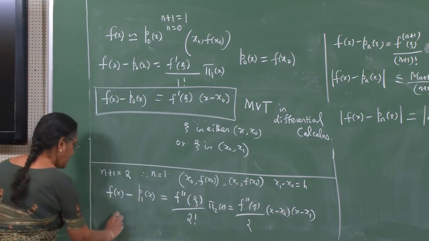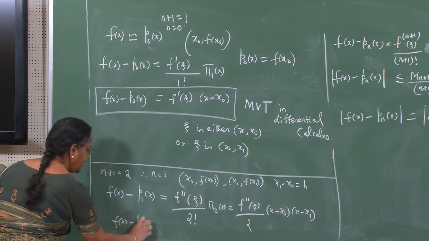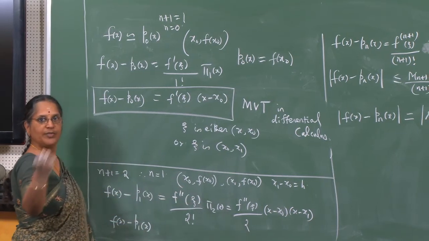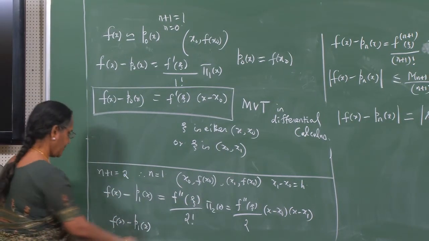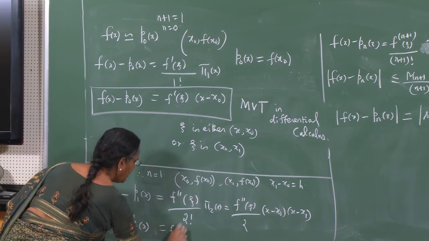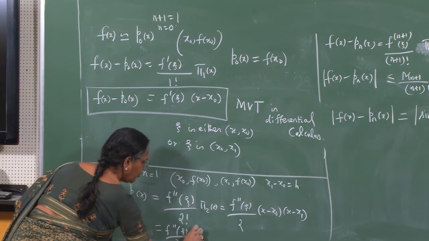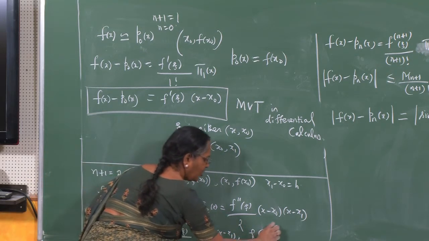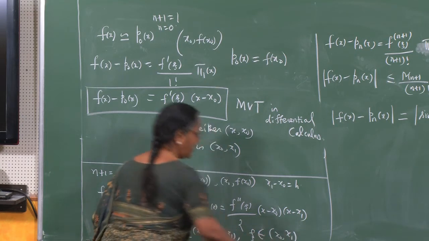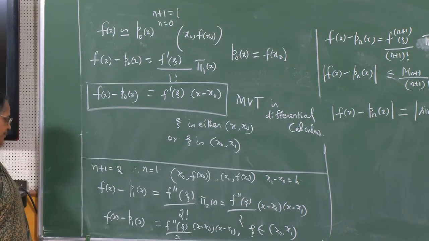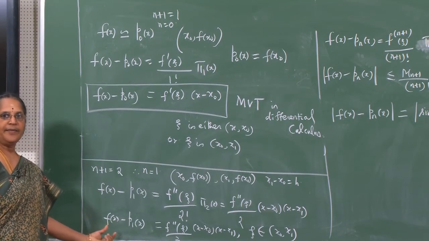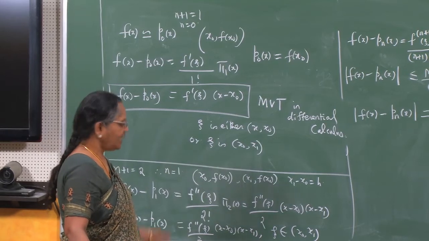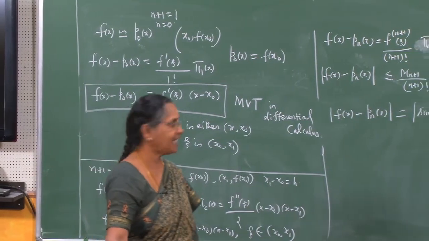So, this gives me the error in interpolation at any x which belongs to the interval x naught to x 1, and that is f double dashed at psi by 2 into x minus x naught into x minus x 1, and where does psi belong to? It belongs to the interval x naught to x 1. So, can you give the bound on this error? Let us work out the details.